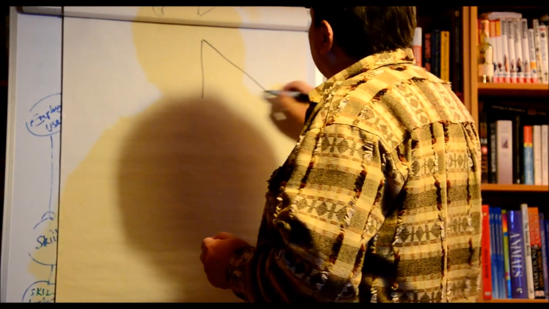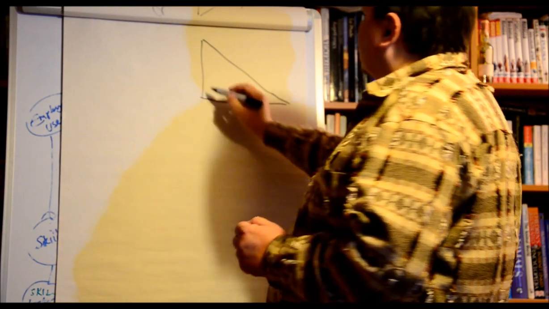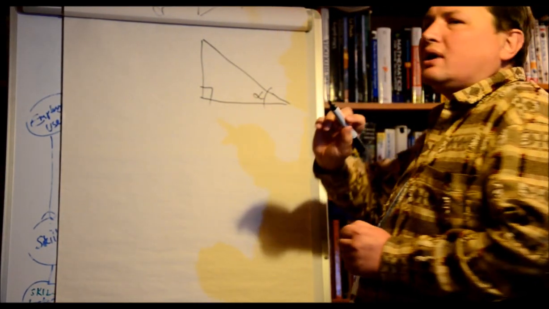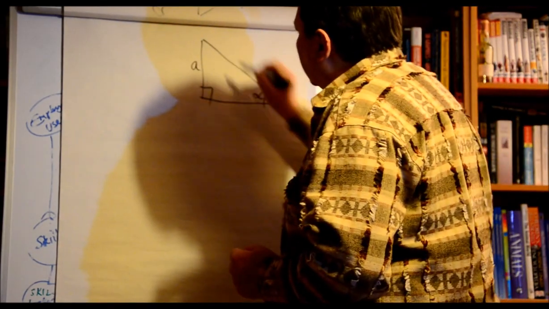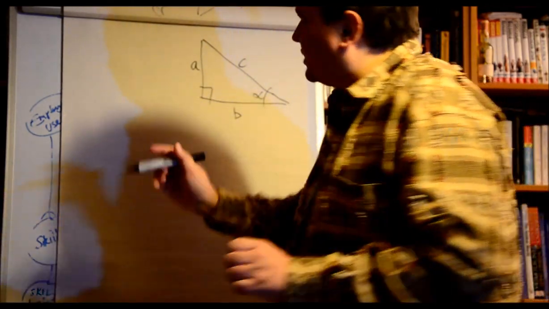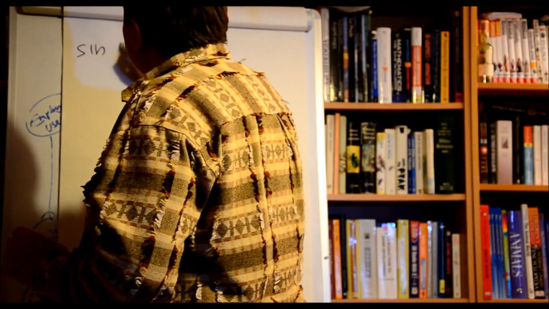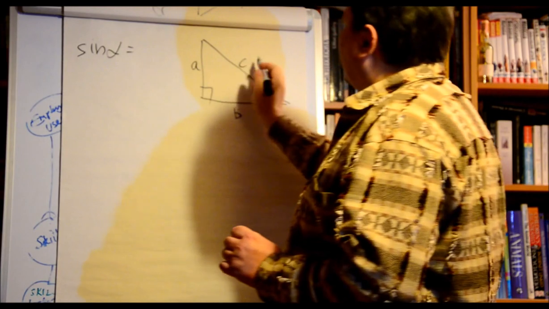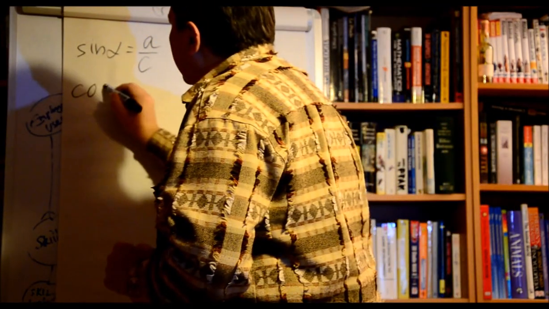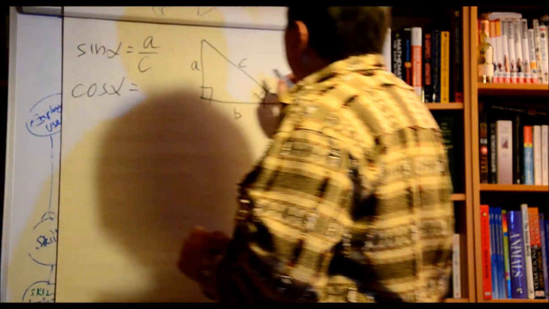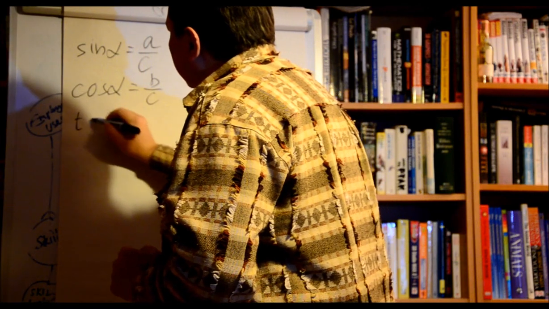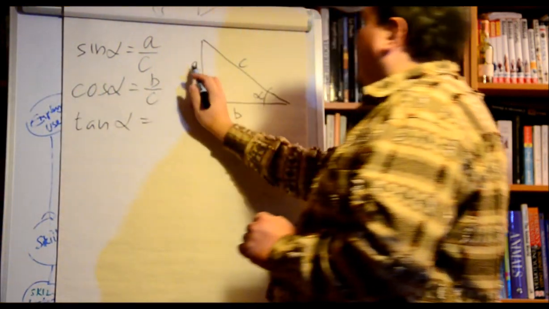This is a right triangle. It has a right angle here. This angle will be alpha. Let's put some letters A here, B here, C here, and just trigonometry primer. Sine alpha is A divided by C. Cosine alpha is B divided by C. And tangent alpha is A divided by B.